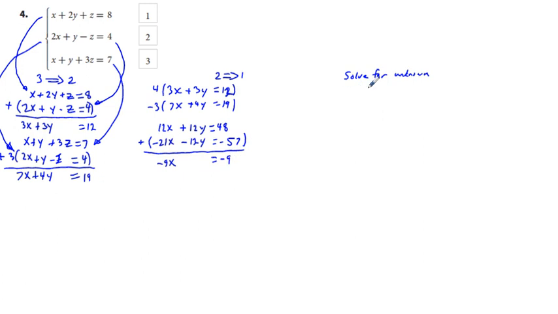And so now we solve for the unknown. I bring this -9x equals -9. We divide by -9. We have x is equal to 1.